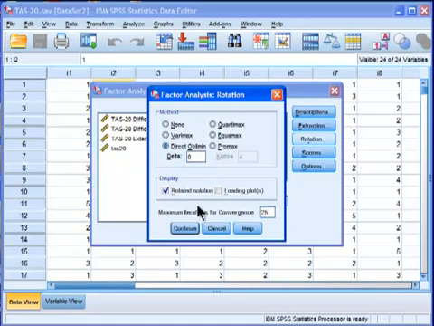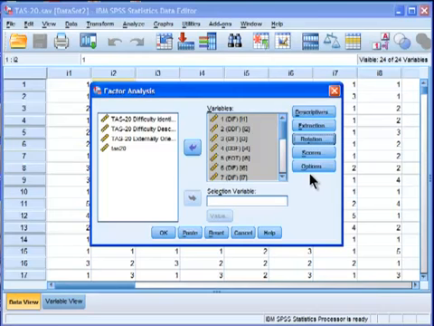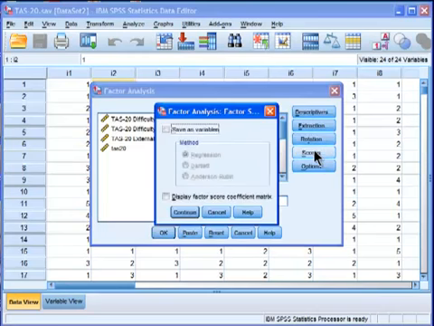So display rotated solution. Loading plots, I don't get a lot out of loading plots myself, especially if you have anything more than 2 factors. It really starts to get complicated in my opinion. So I'm going to click on OK. Scores, I don't really want any scores. You can get scores for each factor that you can then use to correlate with other things, and I think that can be quite useful, but I'm not going to do it in this case.